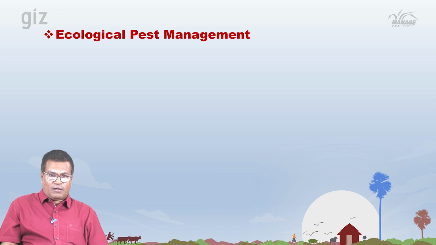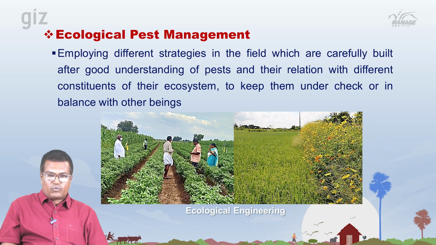Understanding all these components individually, as well as their interrelations with pests and diseases, we devise different strategies to be applied in the field with great care and good understanding of these pests and their interrelation with the other constituents, to keep these pests and diseases under check or in balance with other beings. If we do this kind of strategic deployment, then we call it ecological pest management.